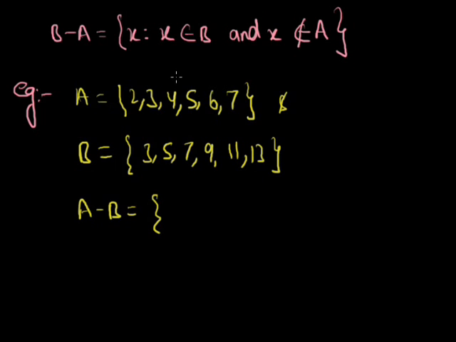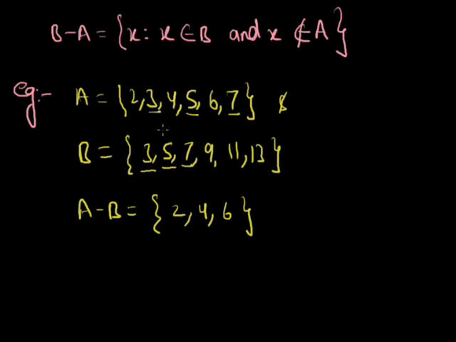Now if we talk about A minus B, A is the region having the elements 2, 3, 4, 5, 6, 7. And there are common elements: this 3 is common in both, this 5 is common in both, this 7 is common in both. Apart from this, there are no other common elements. So we need to remove these 3 elements which are common in both A and B, and we will get A minus B. So A minus B is 2, 4 and 6.